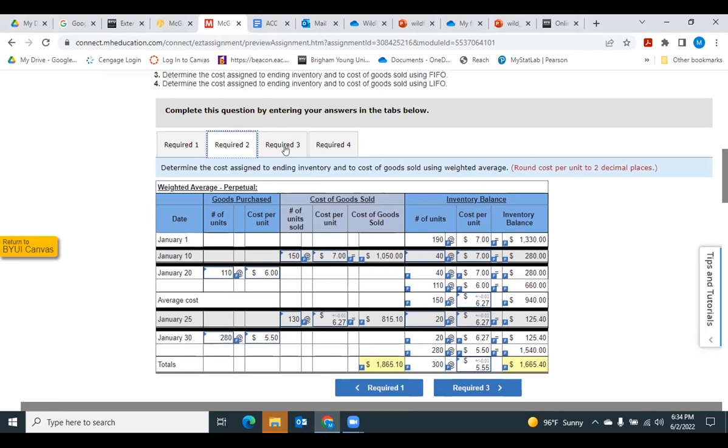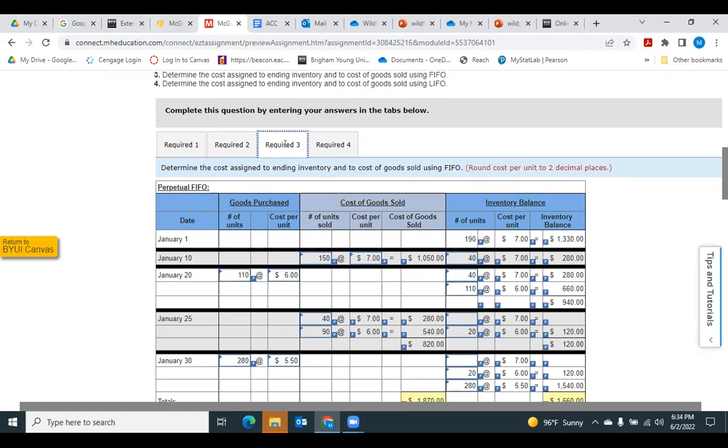Thank you, that cleared it up for me. I think I was doing the average wrong. I took the whole average for everything rather than the average at the end of each balance. Okay.